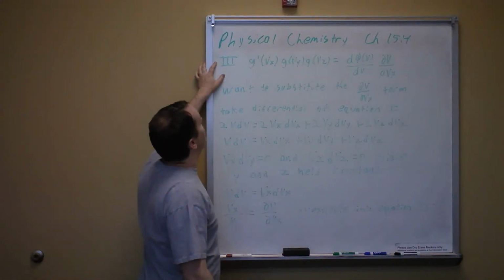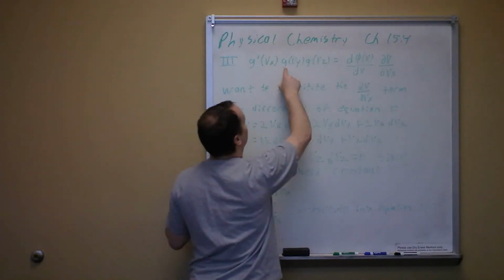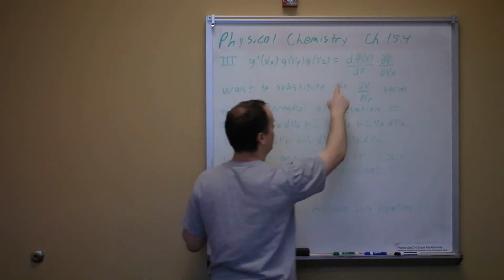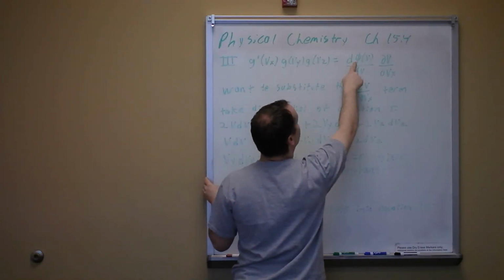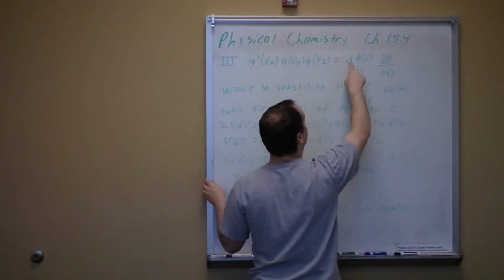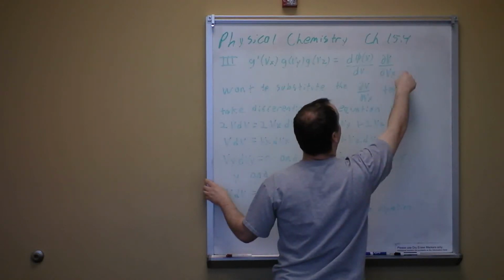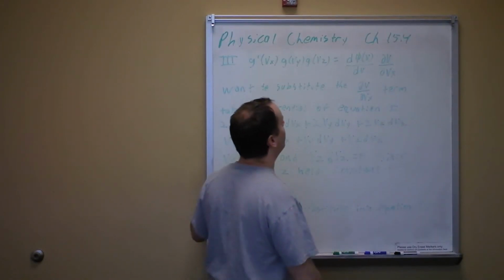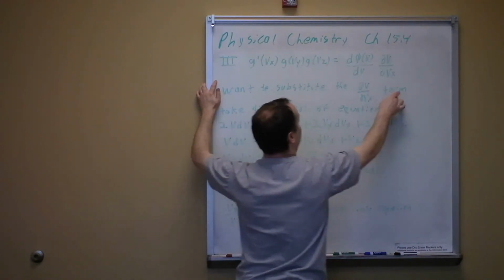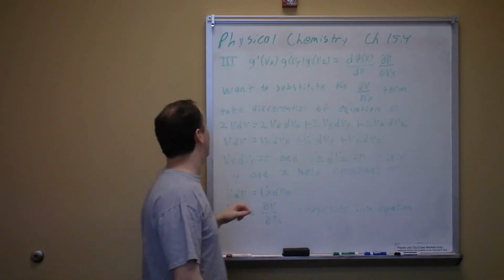Okay, so that gives us equation 3. We have g prime of the x component of velocity times g of the y component of velocity times g of the z component of velocity is equal to the derivative of phi of the speed with respect to speed times the derivative of speed with respect to the x component of velocity. Now we want to substitute out this term here. So one thing we're going to do first is take the differential form of equation 1.